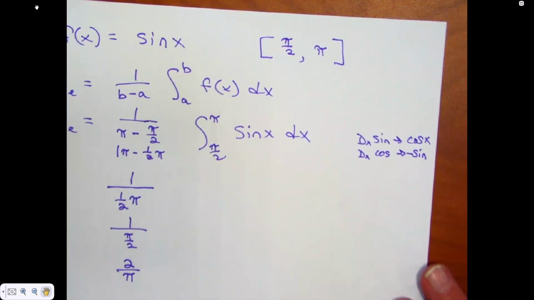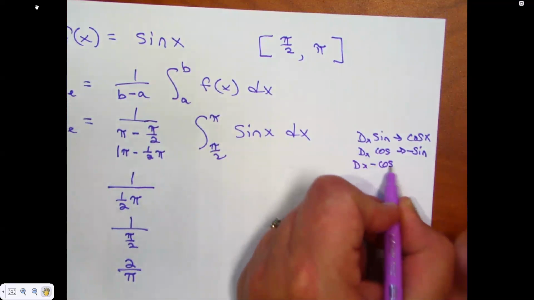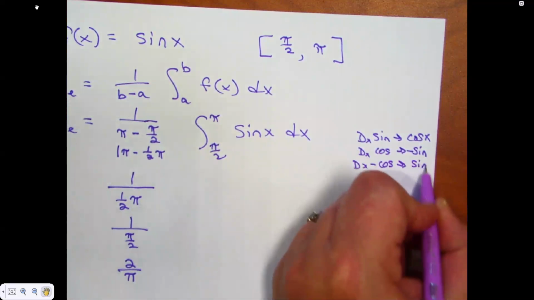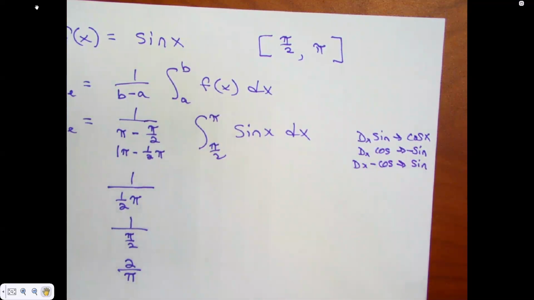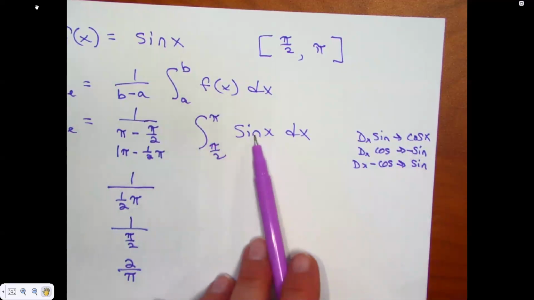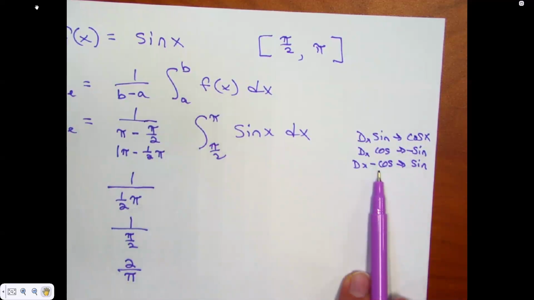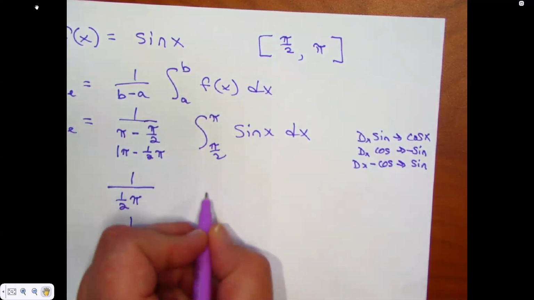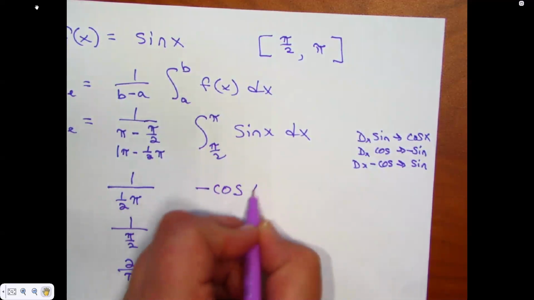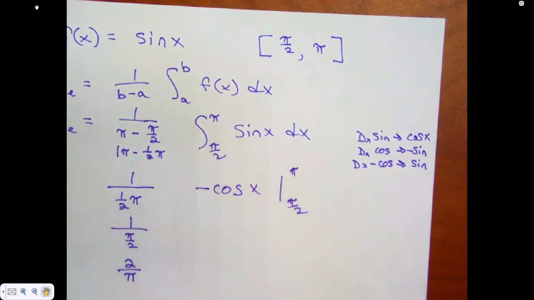Derivative of sine is cosine, derivative of cosine is negative sine. So the derivative of negative cosine is sine. Okay. So remember, you might have to write those down, just write them down once at the beginning of the test. That way, when we can look, sine, what is the integral of sine? The negative cosine.